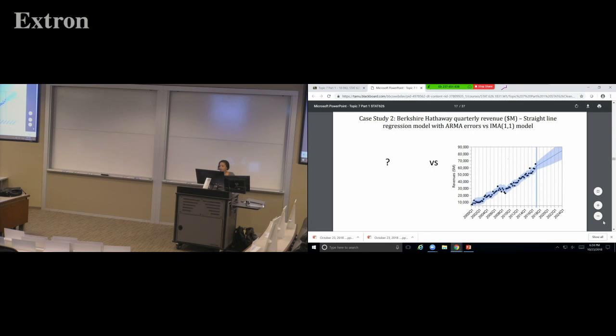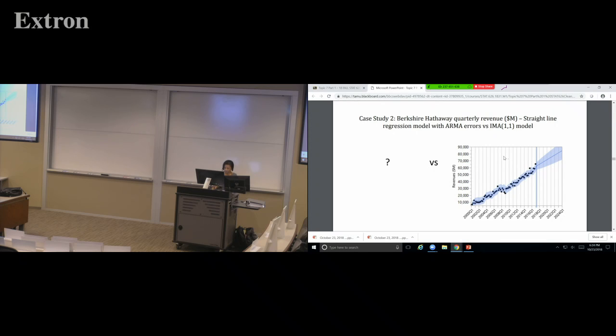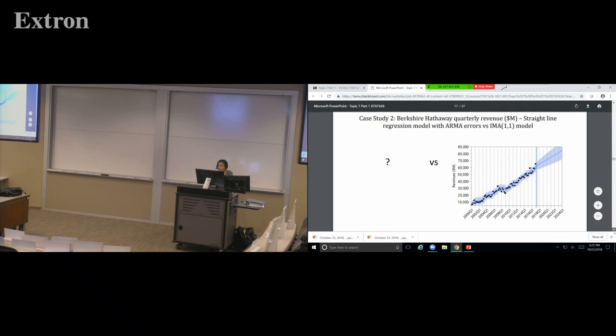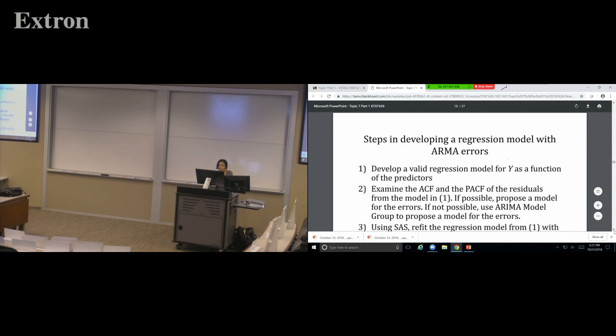What we saw previously, when we were looking at exponential smoothing of the Berkshire Hathaway data, is that an integrated moving average 1-1 model was valid. And this was previously. So now we're going to look at what the straight line regression model with ARMA errors is going to look like. And so, ta-da, the steps. We can take a pause.